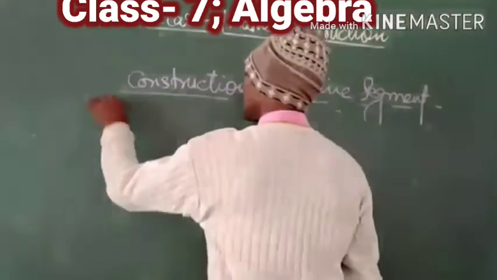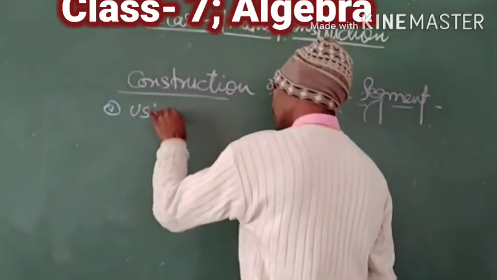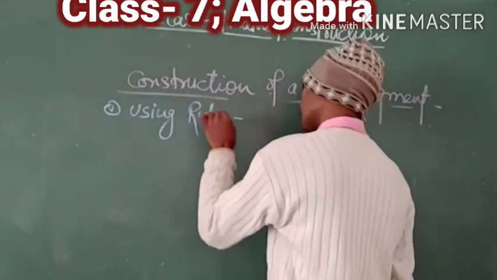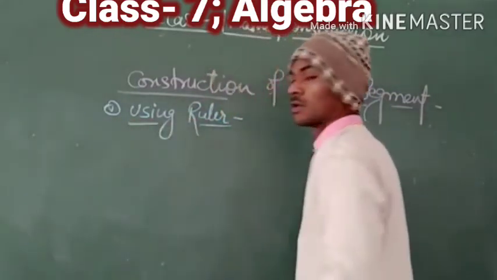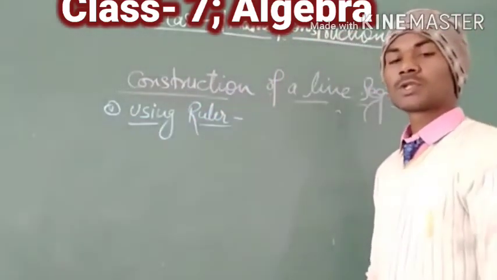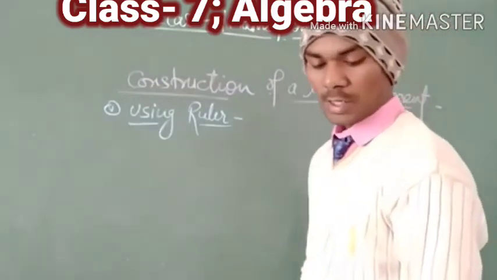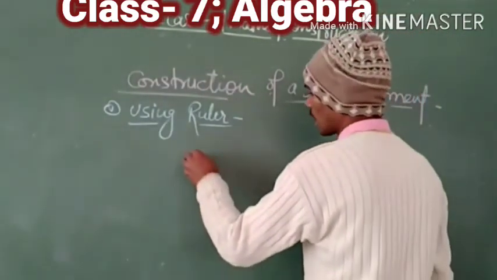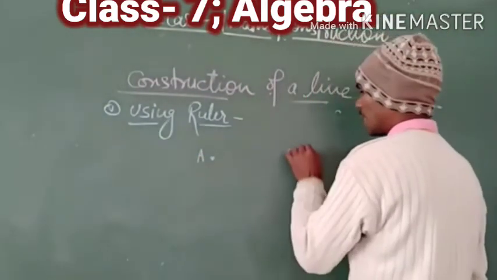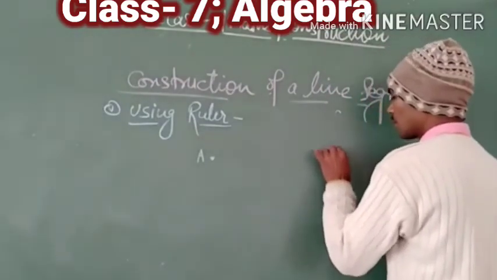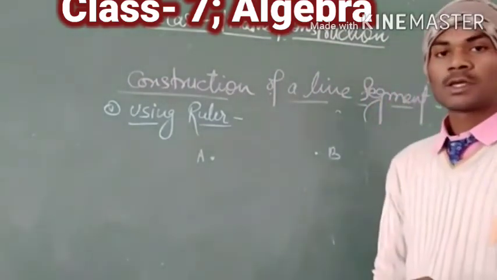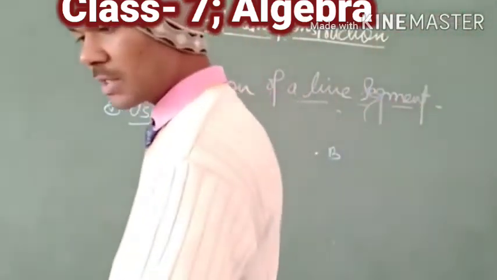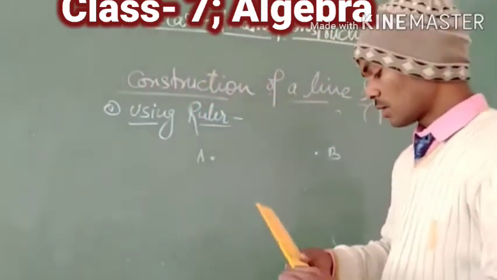The first, using a ruler. Okay, the first is using a ruler. We can draw the line segment using a ruler. So how do we draw a line segment using a ruler? Just suppose that 2 points are given, A and B, and we have to draw a line segment. So we have to place the ruler like this.